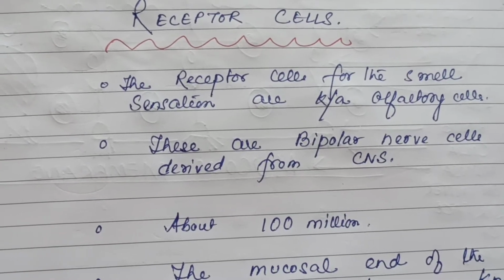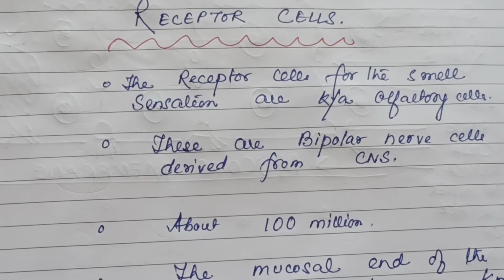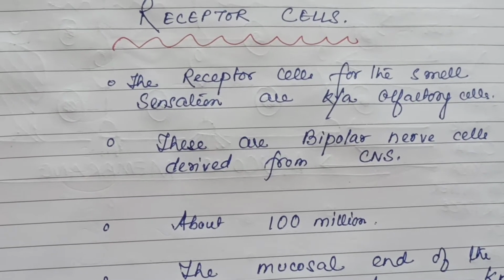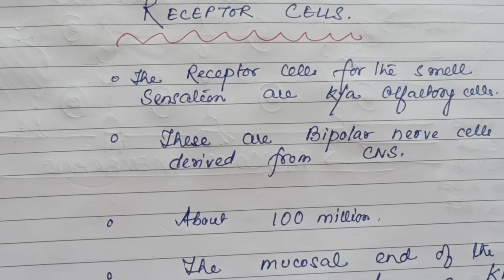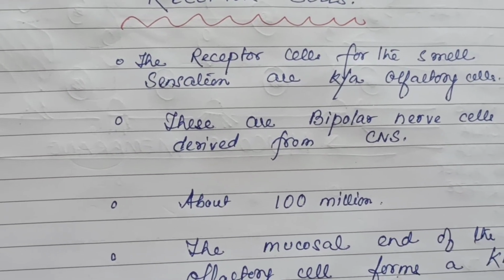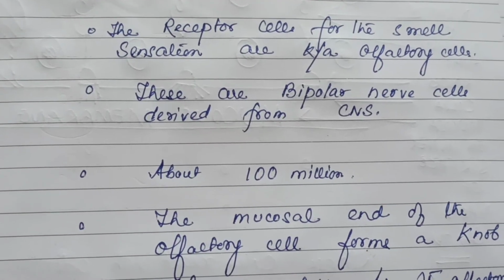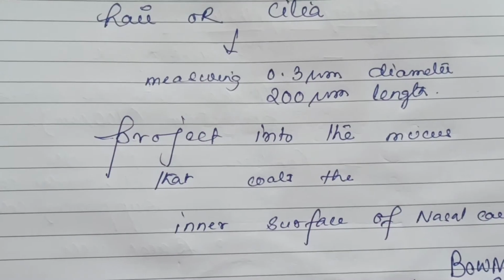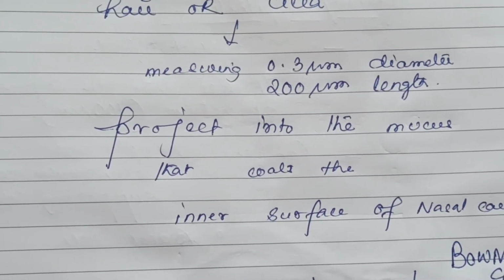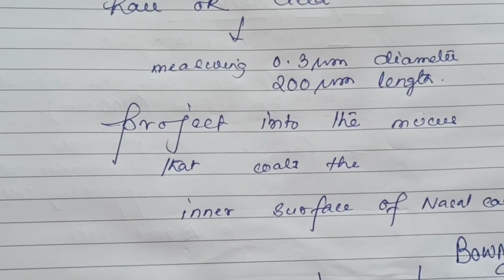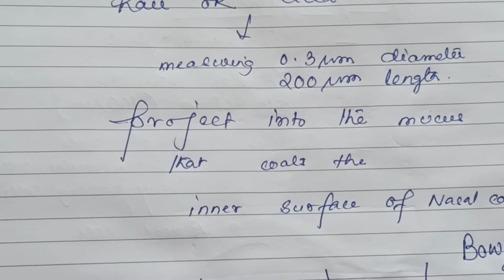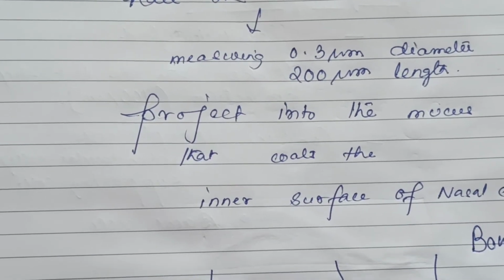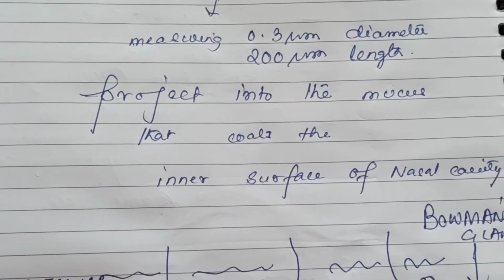Receptor cells. The receptor cells for the smell sensation are also known as olfactory cells. These are bipolar nerve cells derived from the central nervous system. These are about 100 million in number. The mucosal end of the olfactory cell forms a knob from which 4 to 25 hairs or cilia come out. Each olfactory cilium measures around 0.3 micrometer in diameter and 200 micrometer in length. It projects into the mucus that coats the inner surface of the nasal cavity.